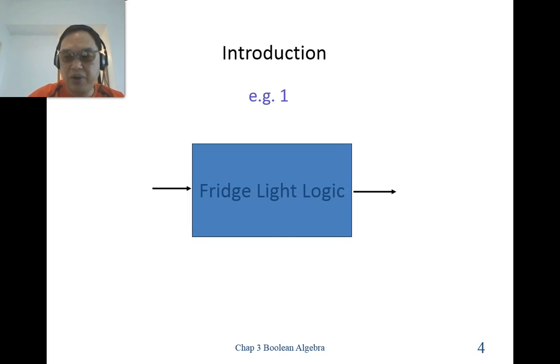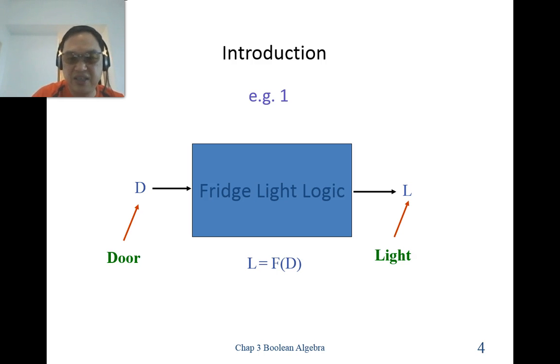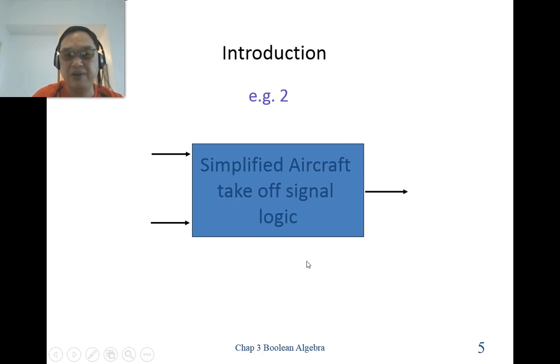Now, this one, the light logic, what are they talking about? The door and the light, right? So let's say maybe the door is open, the light will turn on, right? You can see that here, my friend. The light is a function of the door, depends on whether the door is open or closed, right?